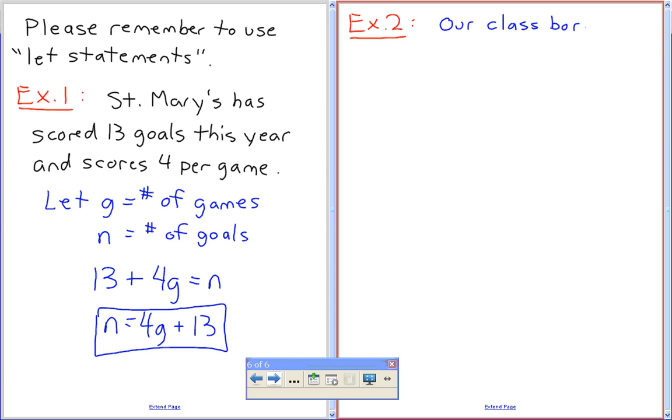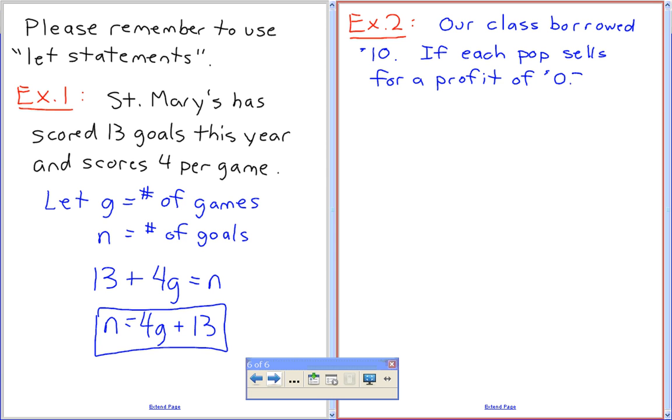Our class borrowed $10. If each pop sells for a profit, we'll say 75 cents a bottle. How many must we sell to earn, we'll say $50?